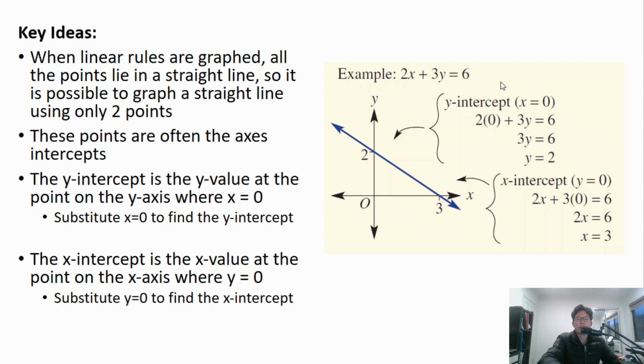We have an example on the right here. Our sample question is 2x plus 3y equals 6. To find the y-intercept, we substitute x equals 0. That becomes 2 times 0 plus 3y equals 6. That gives you 3y equals 6, which means y equals 2. Same thing for the x-intercept. We substitute y equals 0. That gives you 2x plus 3 times 0, once again using that equation, equals 6. So 2x equals 6, and then x equals 3.